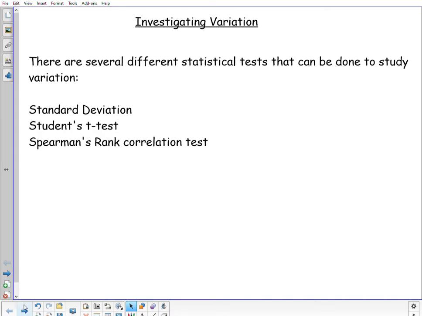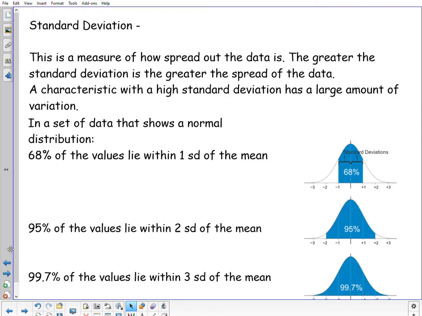So first of all, what is standard deviation? Well, standard deviation is basically a measure of how spread out your data is. So the greater your standard deviation, the greater the spread of the data. Now this might not be important, it might just be interesting, but it might be relevant if you are comparing 2 sets of data to see if there is an overlap or if one is more spread out than the other. Is that related to an experimental procedure? So it can be something useful to calculate.